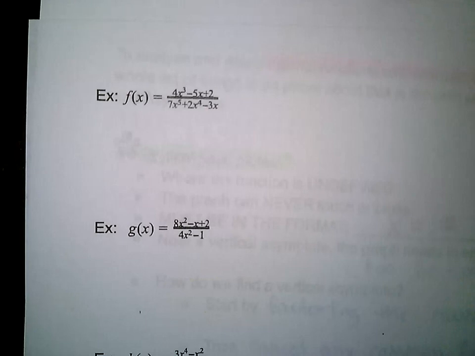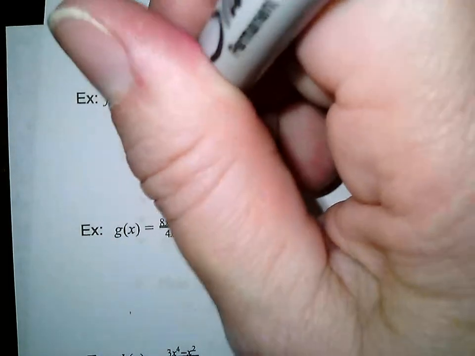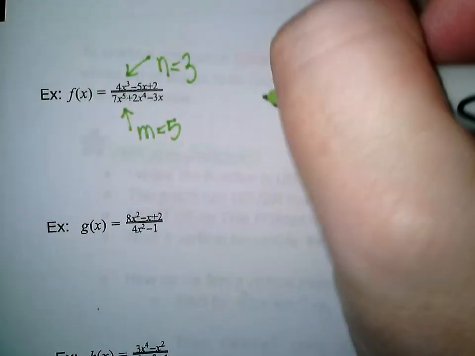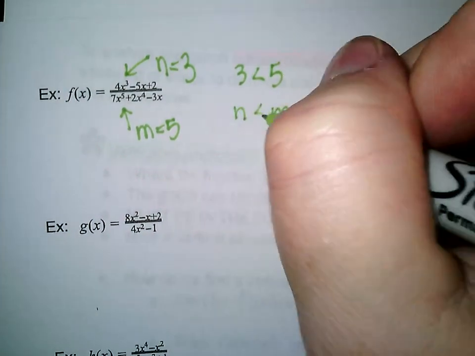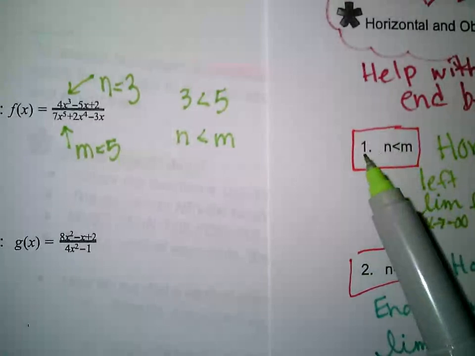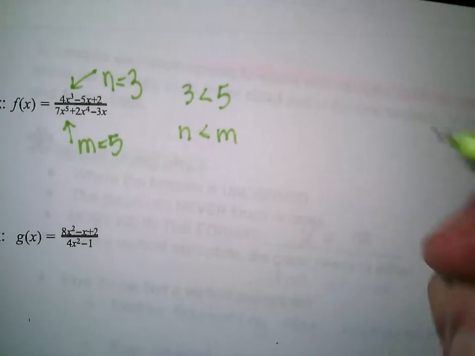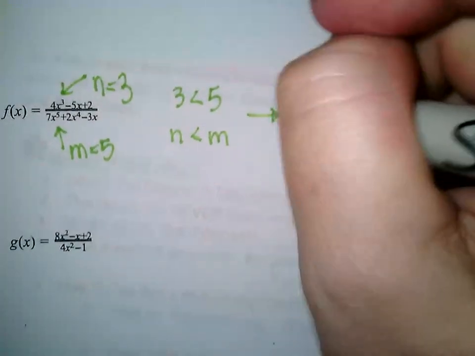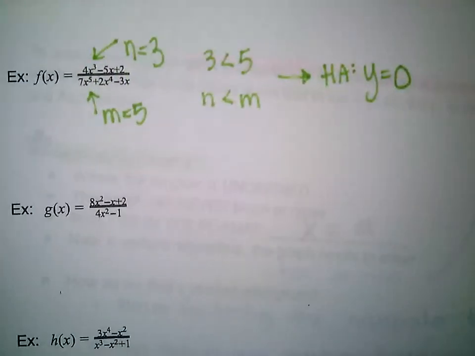So for this problem, n, which is 3, is lower than m. So here I have n equals 3, m equals 5. Since 3 is less than 5, that tells me that n is less than m. So then I look at my rules over here. Conveniently, when n is less than m, that gives me a horizontal asymptote at y equals 0. So this function would have a horizontal asymptote at y equals 0. That's all we're doing for this section.